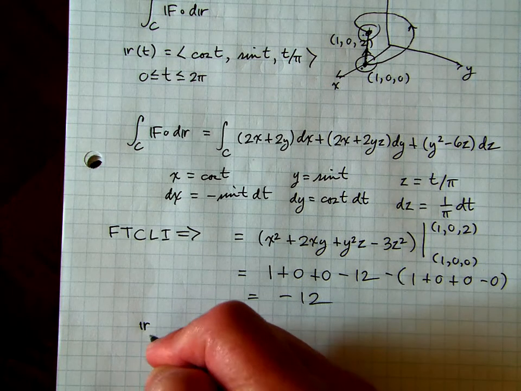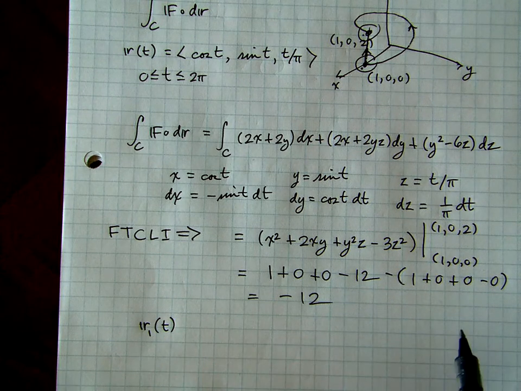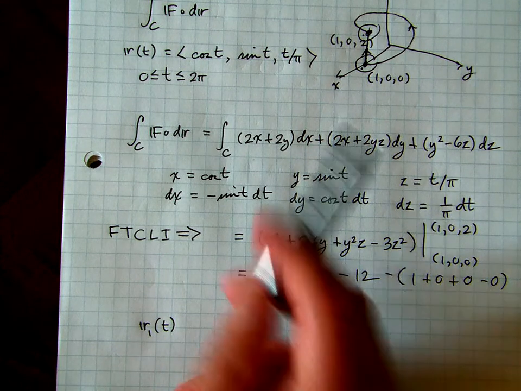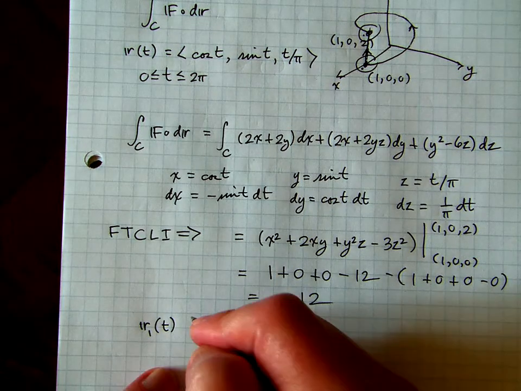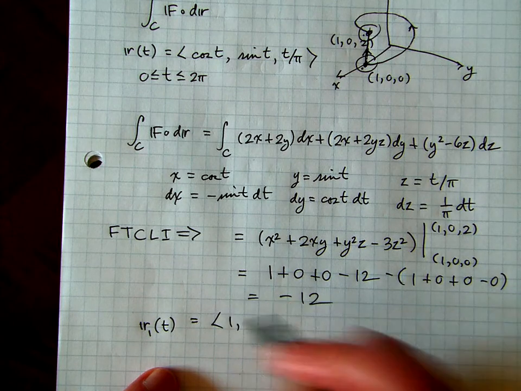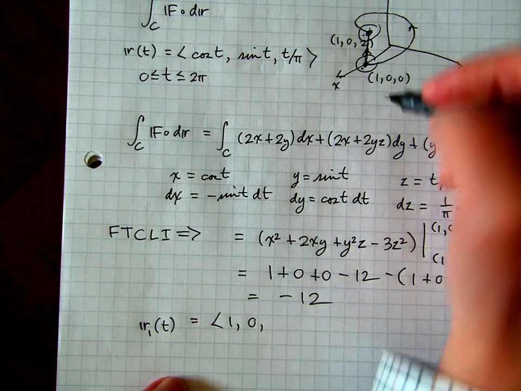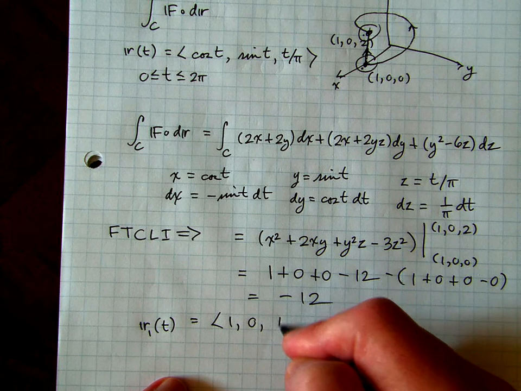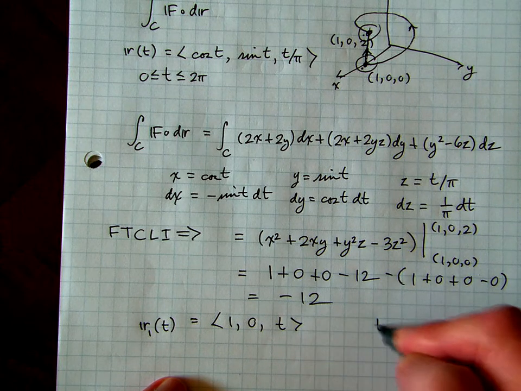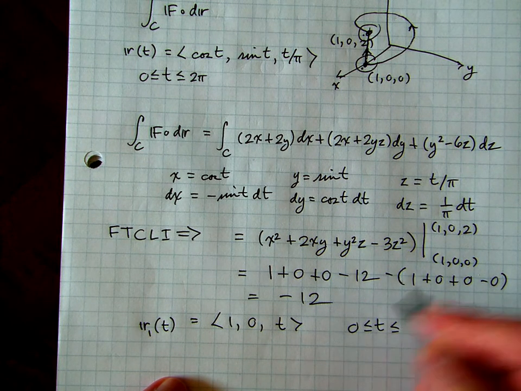R of t, I'll call this R1 because this is a new parameterization, not to be confused with the helix. And let's see, x is always 1. Okay, y is always 0. And z is the only one that varies, so let's call it t. And z, or t in this case, goes from 0 at the bottom to 2 at the top.